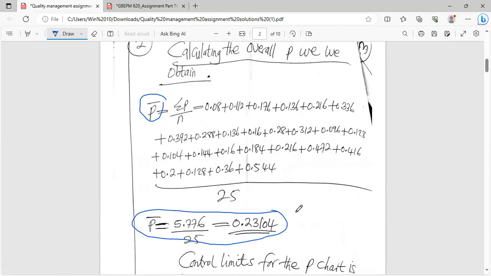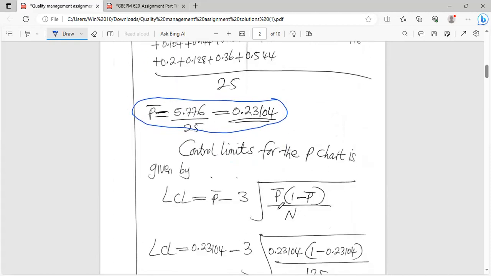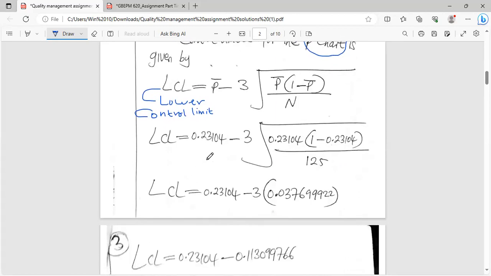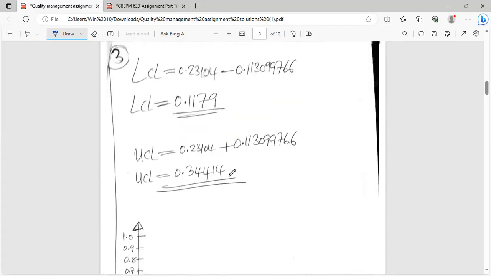Now after this, we are supposed to develop the control limits for the P chart. We are finding the lower control limit, and we are also supposed to find the upper control limit. The formulas are given. Lower control limit is that one, then upper control limit.